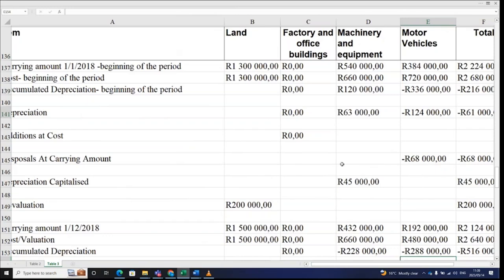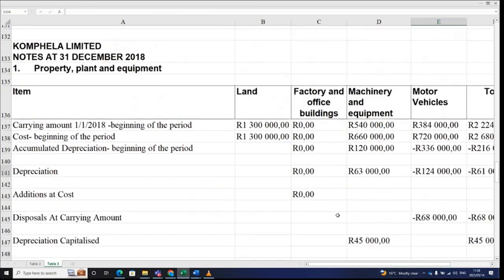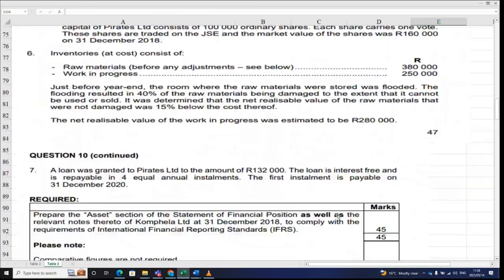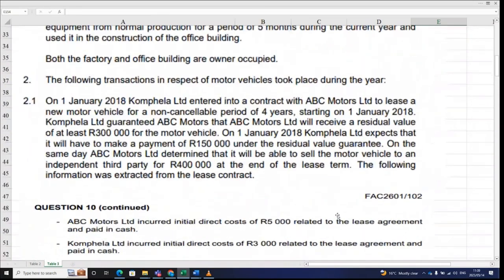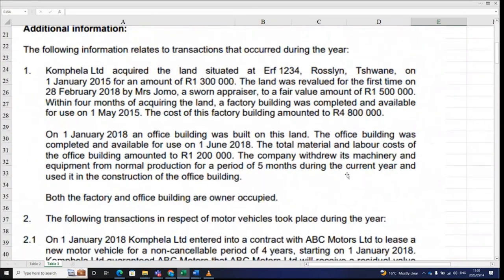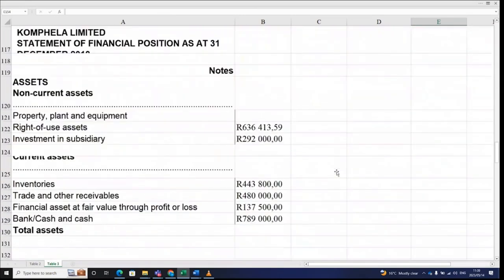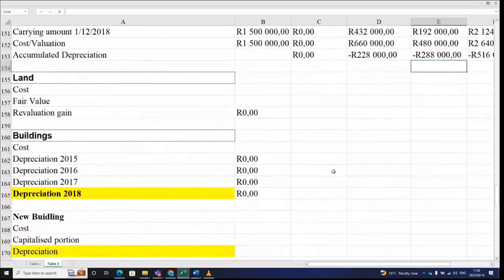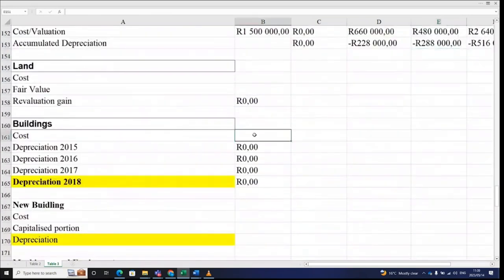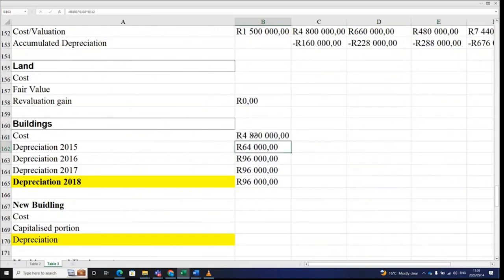For the buildings, all they say is that the cost of this building is 4.8 million. So we need to work out the accumulated depreciation on that. They say buildings depreciate at 2% per annum. So the cost of the building, we've got that at 4.8 million. Now put in the formula there.